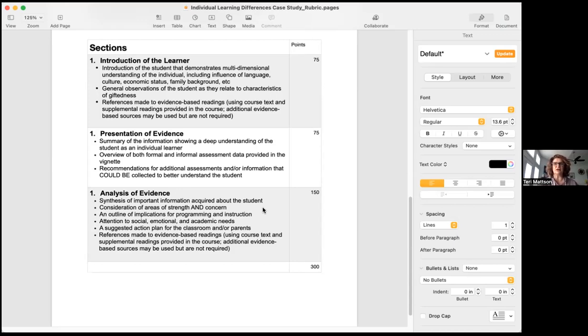The first section is called Introduction of the Learner. In that section, sometimes it feels to course participants that they are just regurgitating the information, but it's really not to be that. You're taking the information that you know, and you're just introducing the student. So now that you know this general information about her, introduce us to her. Who is she? What do you synthesize about her? What do you know about her as a human in her family, as an individual in a classroom? What she likes, just all of her humanness.